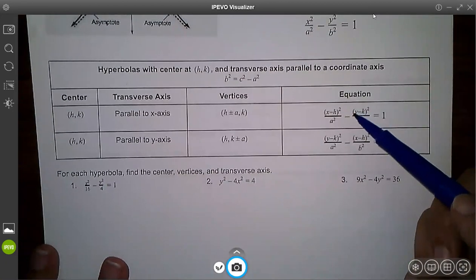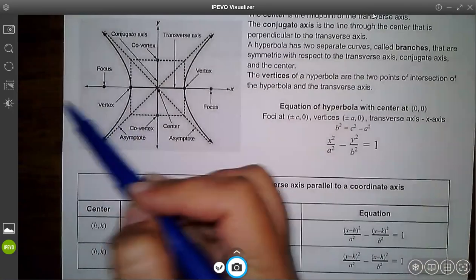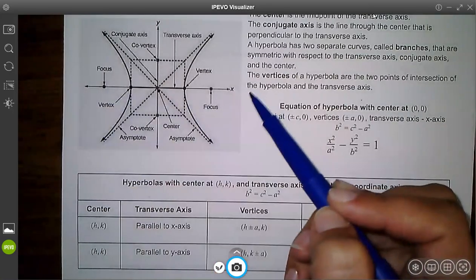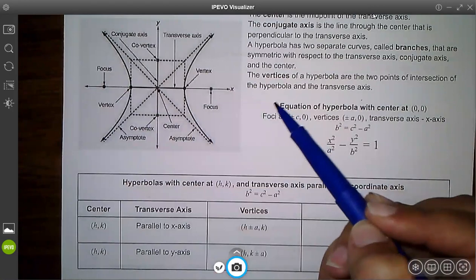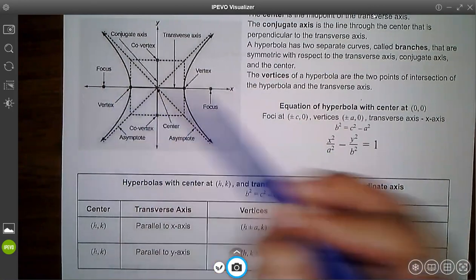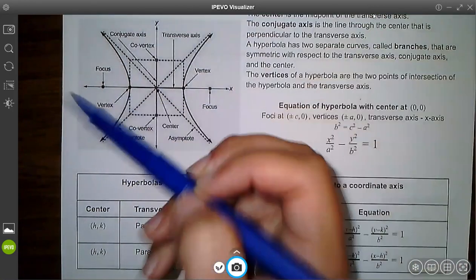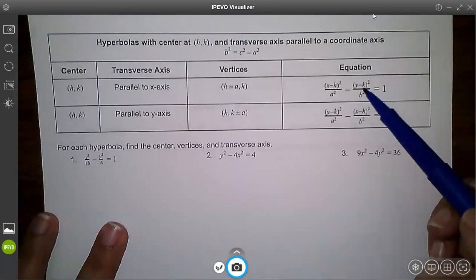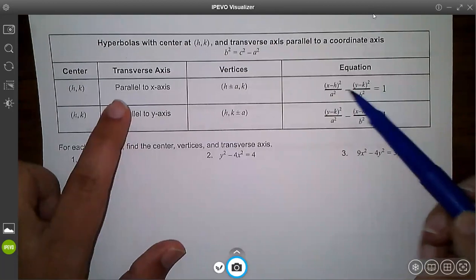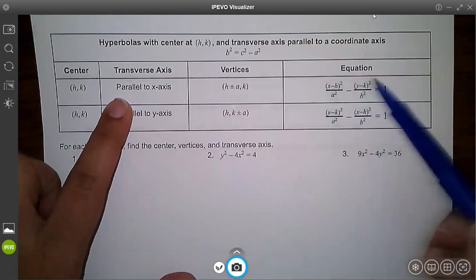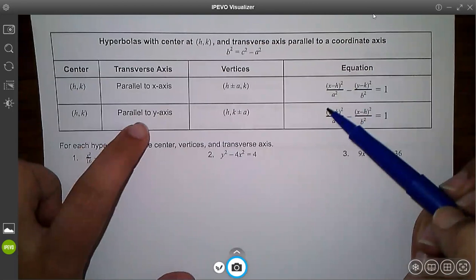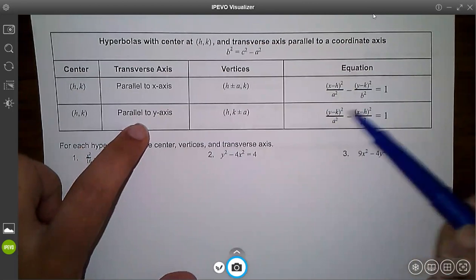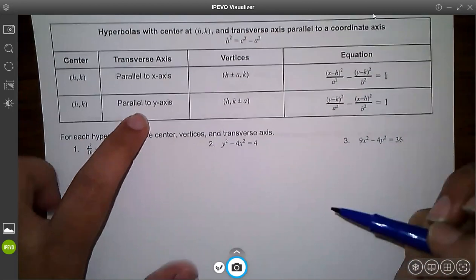When y is negative, the transverse axis is the line that goes through the vertices. Does that make sense? So the horizontal or vertical line that goes through the vertices: when y is negative, the transverse axis is parallel to the x-axis. When y is positive, the transverse axis is parallel to the y-axis.